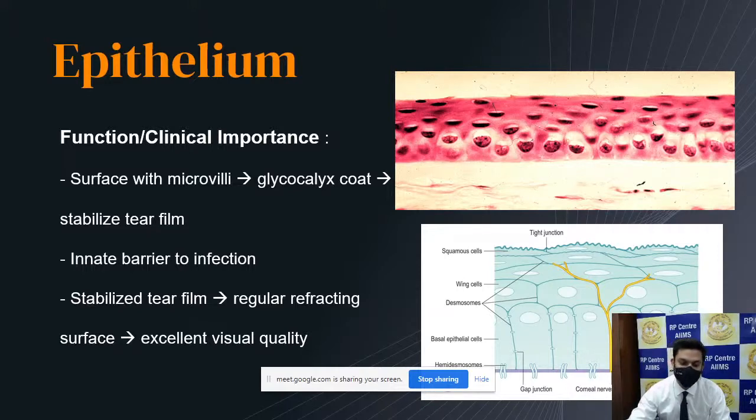A stabilized precorneal tear film is very important for excellent visual quality because it regularizes the refractive surface of the cornea.